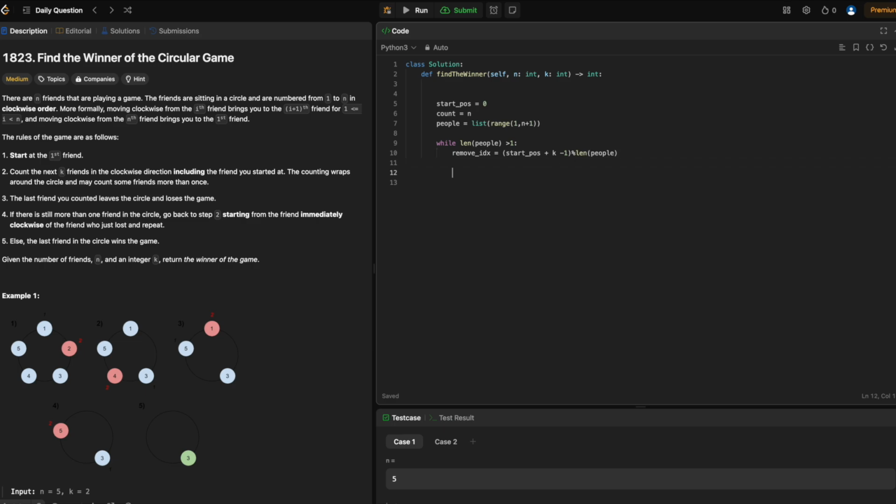We're going to remove that guy now. To do that, we're going to pop it from the people array: pop remove index, and then we're going to update our starting position, which is going to be remove index. And we never needed this count, did we? I don't think we did. So once that's done, people would be left with just one guy, and we're going to return whoever that is. Return people of 0.